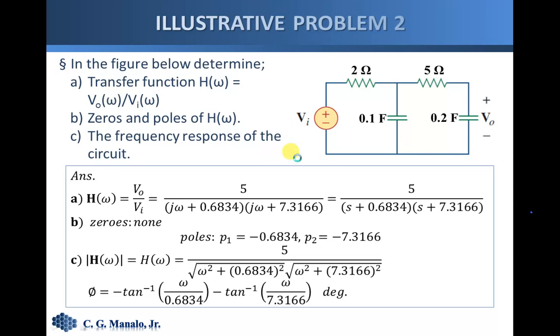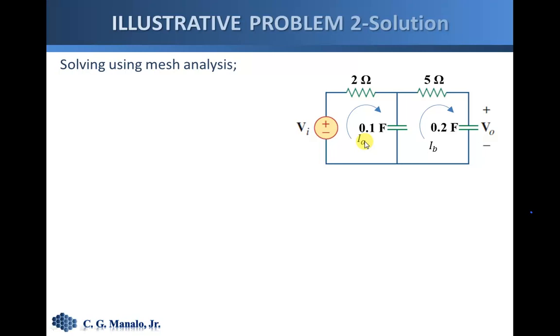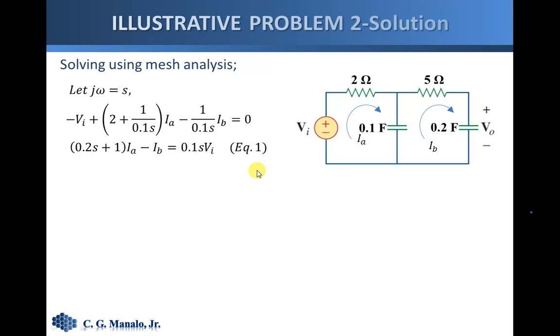Now we can solve the transfer function using mesh analysis. Let's say we assume mesh currents I sub A and I sub B. We let first j omega equals s, then we develop the equation for mesh A. Standard circuit analysis. And simplifying this, you'll get this simplified equation. Let's call this equation 1.